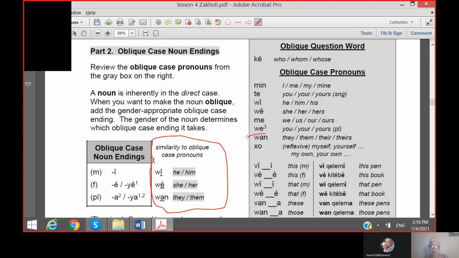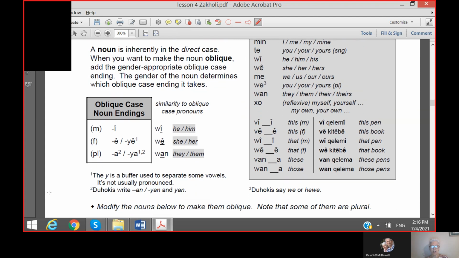They or them is one in the oblique case. And that A in the middle of one is the oblique case noun ending for plural nouns. That's how I remember it. So if that helps you. All right, let's go on down. And just a note, if you have a noun that ends in a vowel, then you're going to use the ending that has a Y on it.